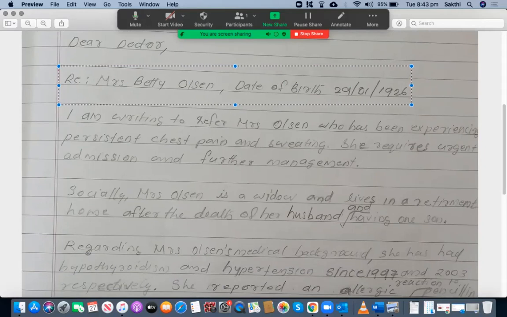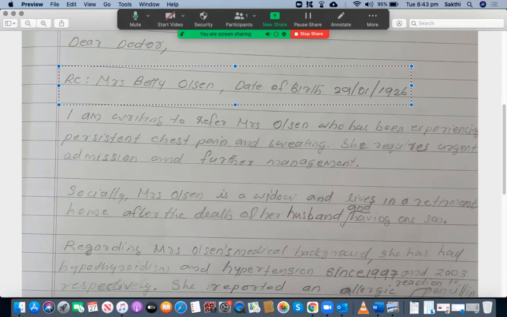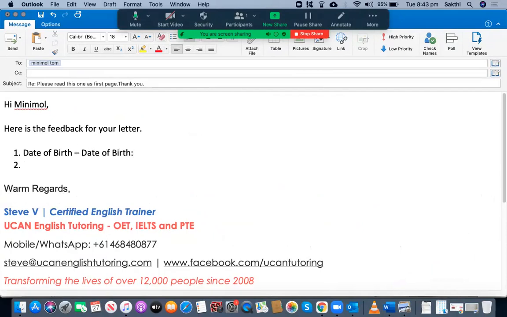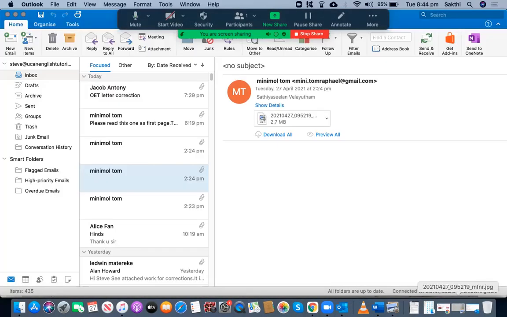29/01/1926. She could have placed a colon here, but she didn't do that. So date of birth should come with a colon after that and before you write down the actual date. All right, let's go to the next one.